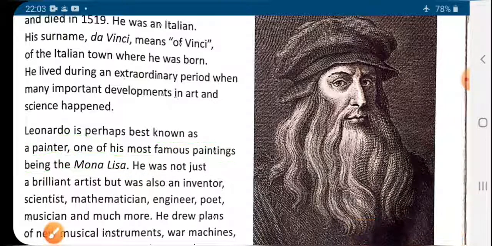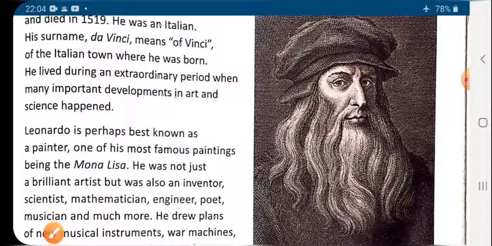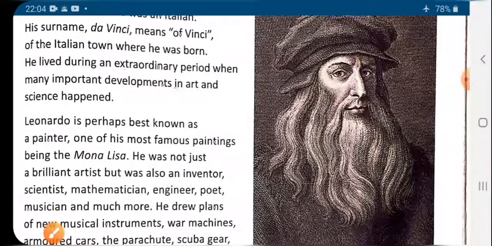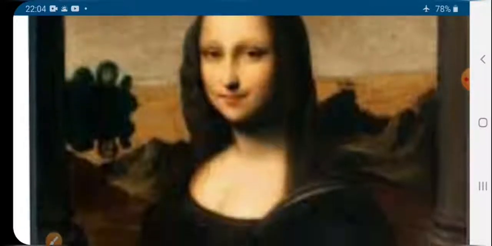I hope you have also heard the name of Leonardo and of Mona Lisa also. Mona Lisa is a painting of a lady, of a woman, that was painted, or we can say drawn, by Leonardo da Vinci, and this is the world's famous painting. And what's the name of the painting? This is that painting, you can see. Mona Lisa.